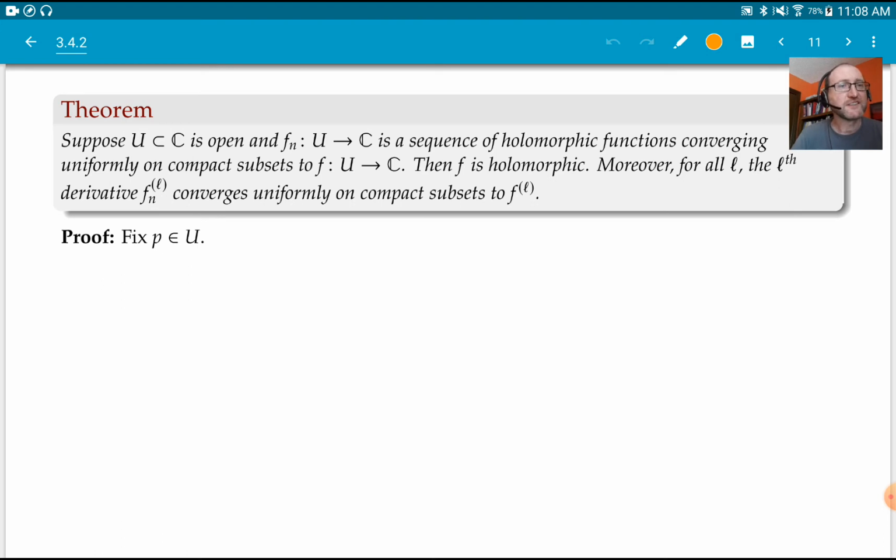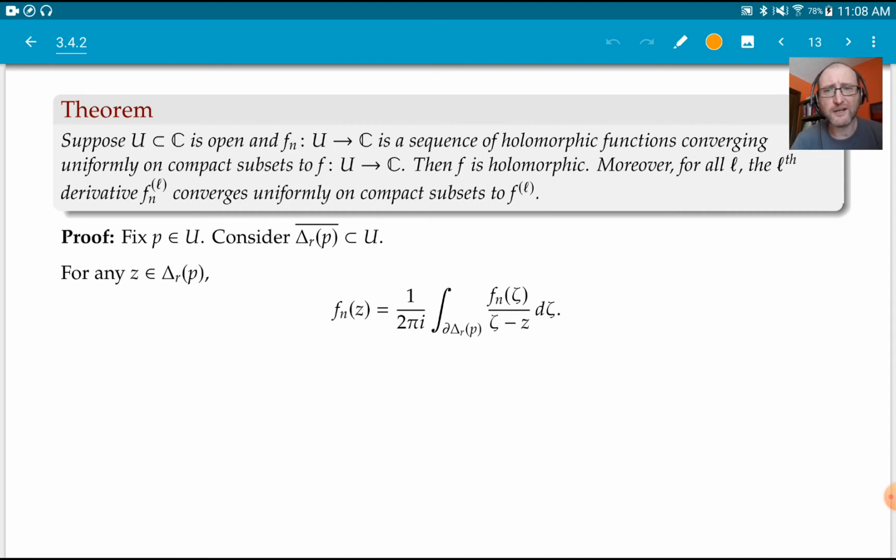All right, so let's prove it. We're going to prove this in two bits. First, let's prove this f is holomorphic. Let's prove that it's holomorphic at some point. Let's call that P, and let's consider a little closed disk such that the whole closed disk is in U.